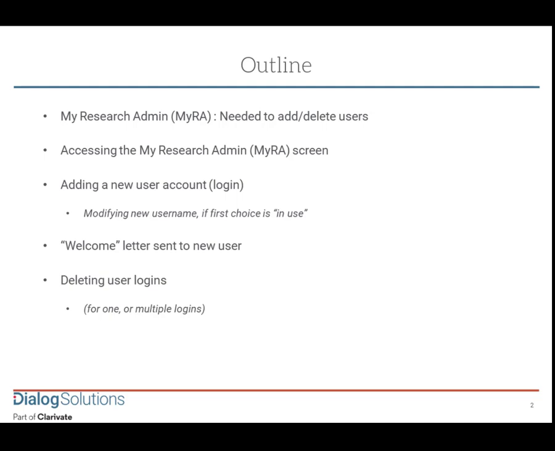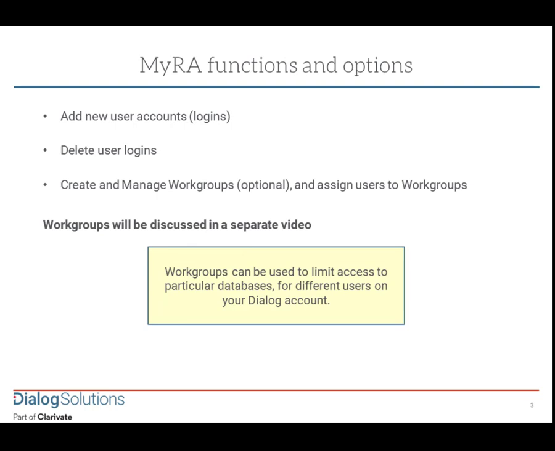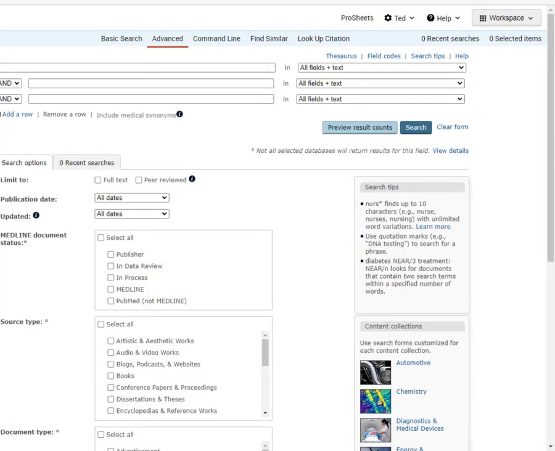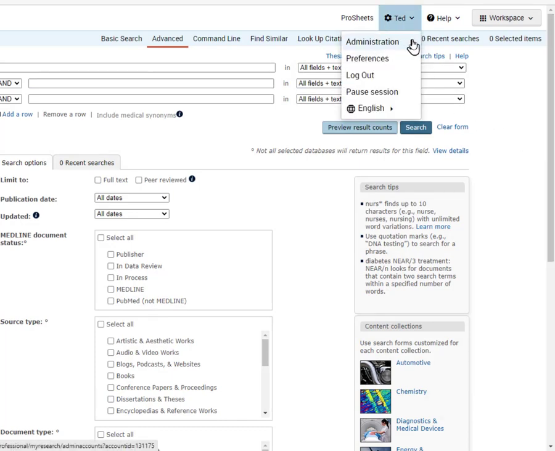So let's get started. In order to add or delete Dialog users, you need to be what's called a My Research Administrator, or we say MyRA. If you're not sure whether you have MyRA privileges, just log in to Dialog the same as you would to do a search, go to your username in the top menu, and look in the drop-down menu for Administration. If you don't see Administration, then you do not have MyRA privileges.